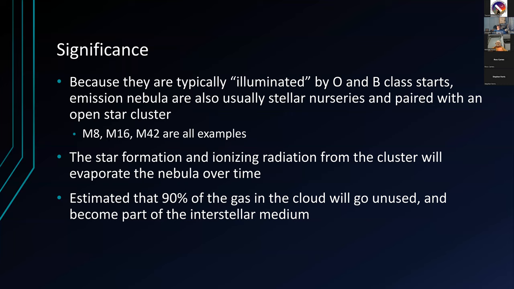For those who might have seen the double cluster, this is an example. Their emission nebula has been blown away by the younger stars in the cluster, and all that's left is these two open clusters in the night sky. There are estimates that in an emission nebula, about 90% of the gas will go unused. That's going to spread out and join the interstellar medium, mixing around, and eventually, in some cases, it will coalesce into a new nebula over time.